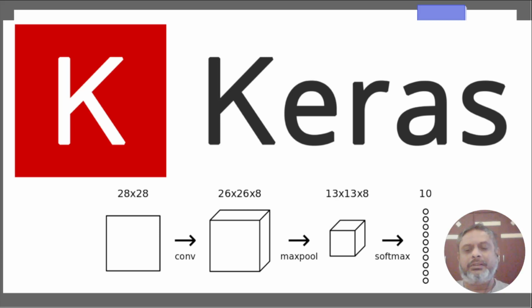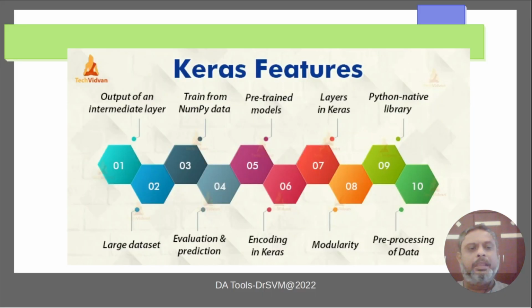So that's another advantage of Keras. Pre-built models are available. Some features of Keras: the output of any intermediate layer is available. That means we can use any particular intermediate layer as the end of the neural network, and the output of that can be diverted and used for other purposes.